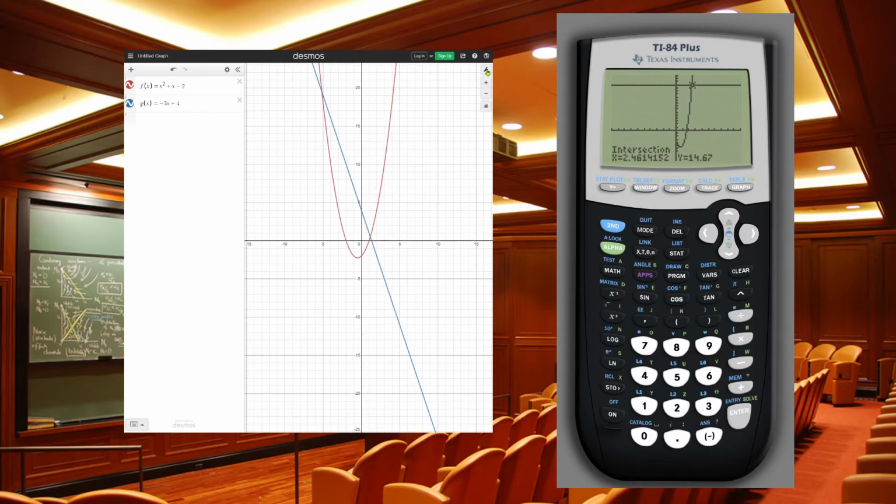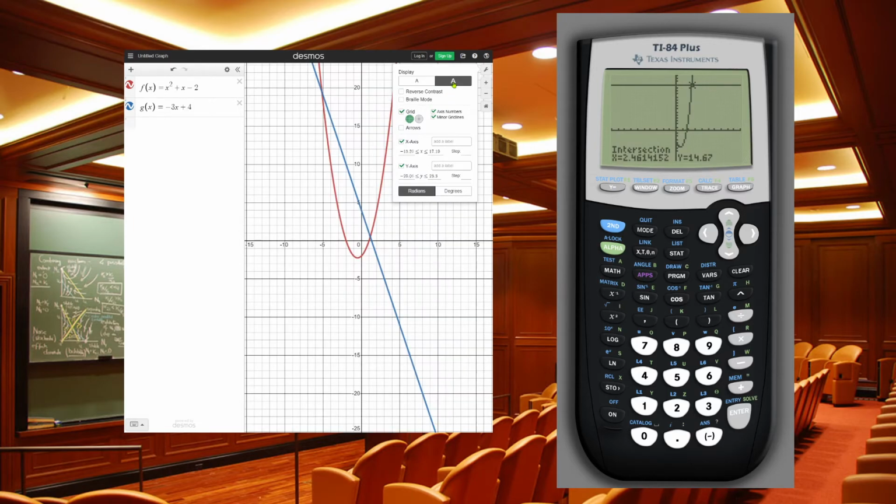Or you can come up here to this wrench, and this allows you to set your x min, x max, y min, y max in the same way. And also increase the size of the font and stuff just to make it look a little bit nicer. That's all you really need to know for now.